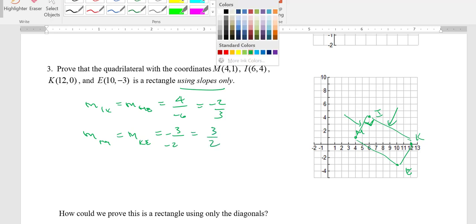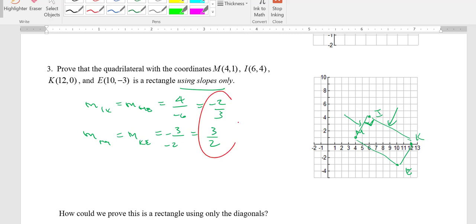Hopefully you can see here that when I did these slopes, this one being 3/2 and this one being -2/3 are opposite reciprocals of each other, which means that this has got to be a right angle here.